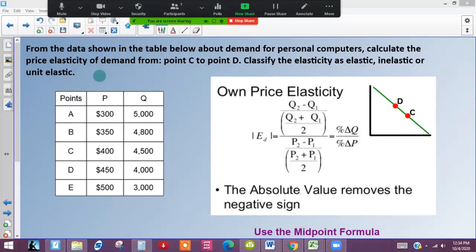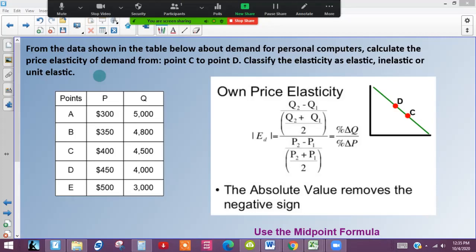So this is the part of the quiz that's different from your macro students. Anyway, we're going to look at some problems that are concerned with understanding elasticity.